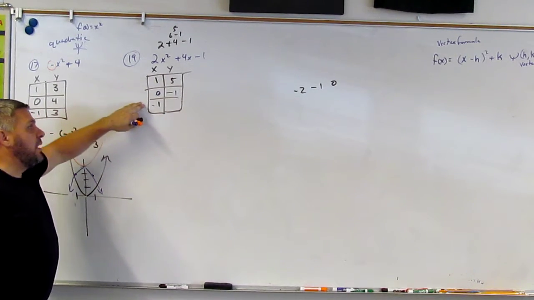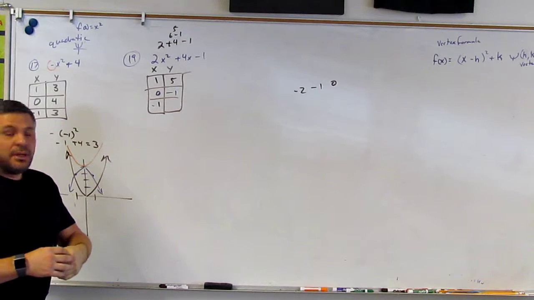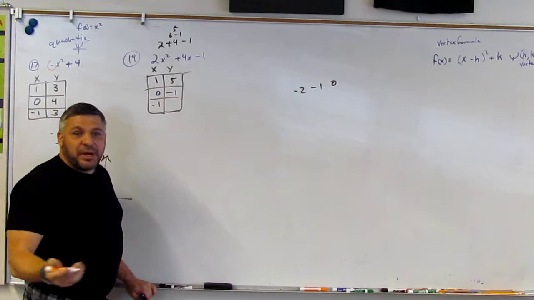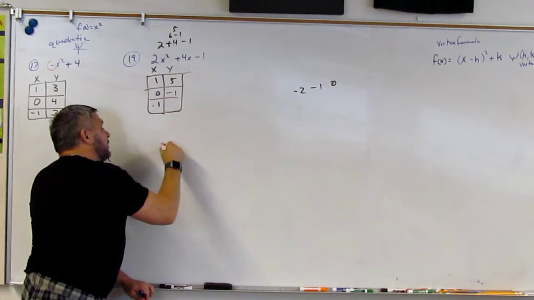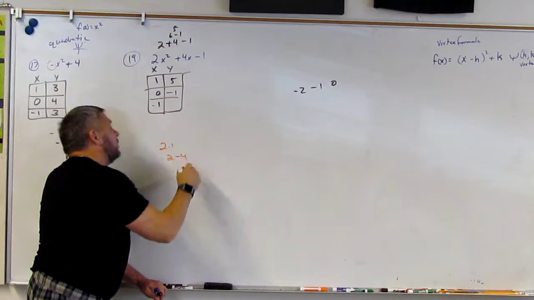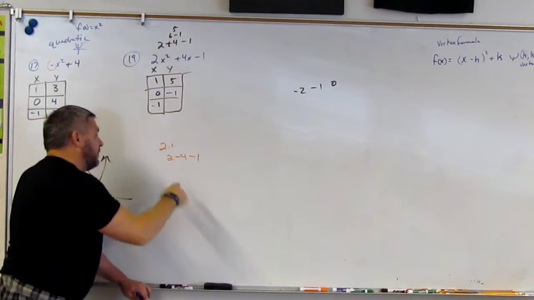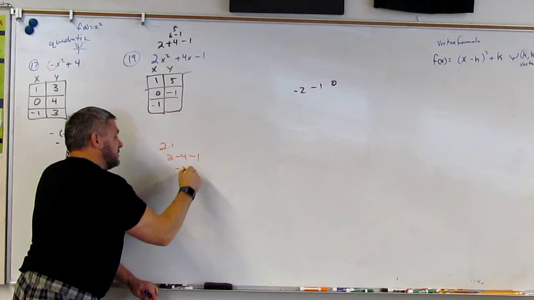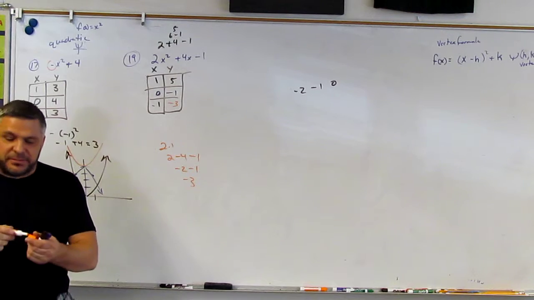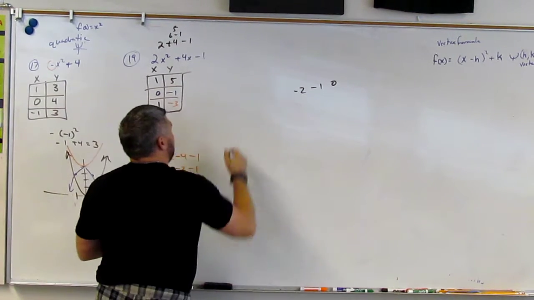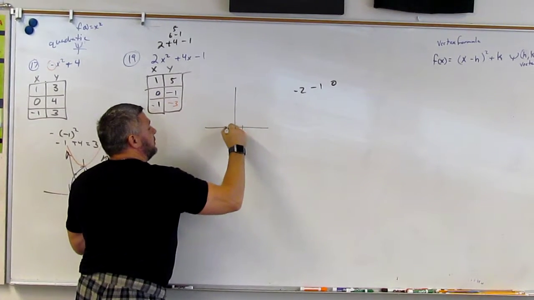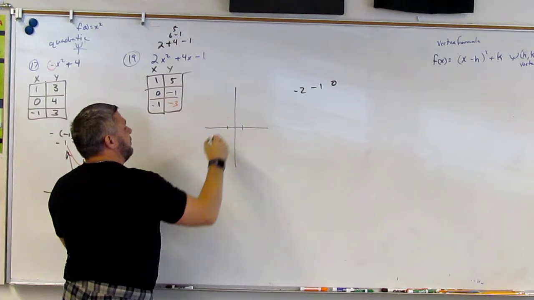Okay? So we plug in 1, we plug in 0, we plug in negative 1. If we plug in negative 1, I get negative 1 squared, which is 1. That's 2 times 1, which is 2. Negative 1 times 4, negative 4, and negative 1. And so what do we get? We get 2 minus 4, which is minus 2, minus 1, which is negative 3. And so we plot these numbers. We would plot these: 1, 0, and negative 1.